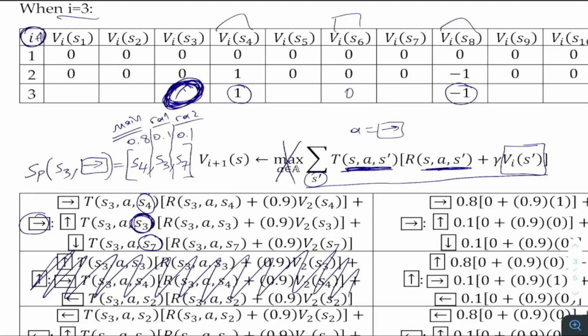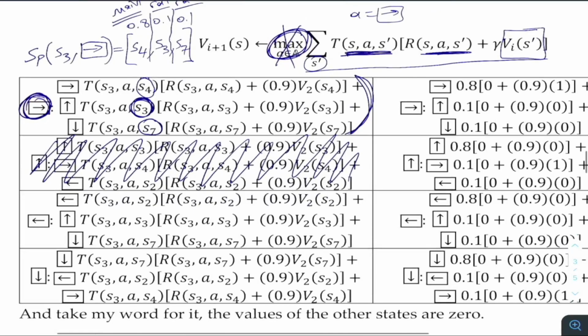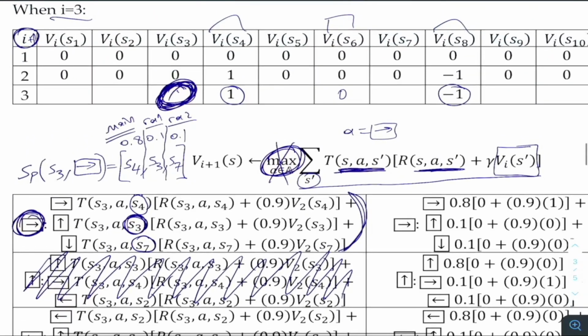So what I'm trying to say is that you write that again. We are going to maximize over our actions. How many actions can we take? 4: action 1, 2, 3, 4. Right, up, left, down. This was action right. So we have 4 of them. But let's focus on this one.